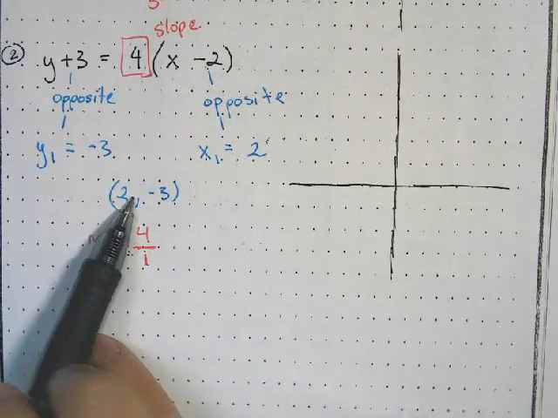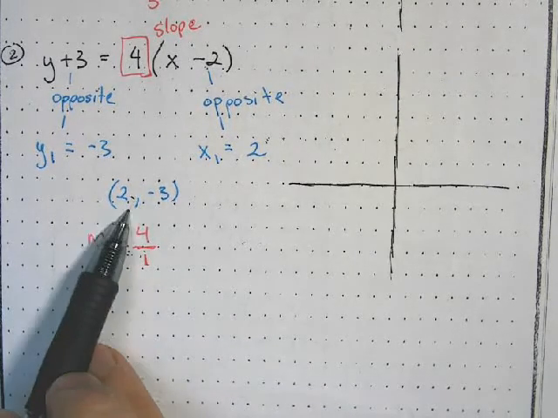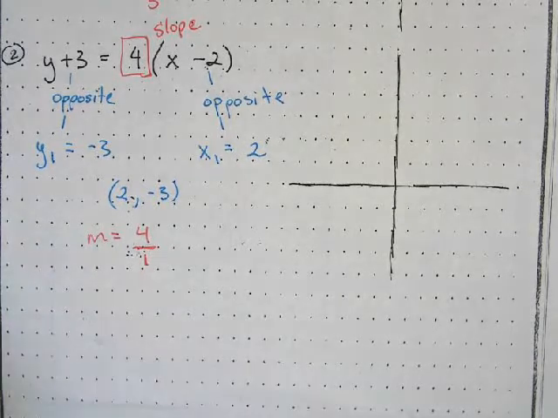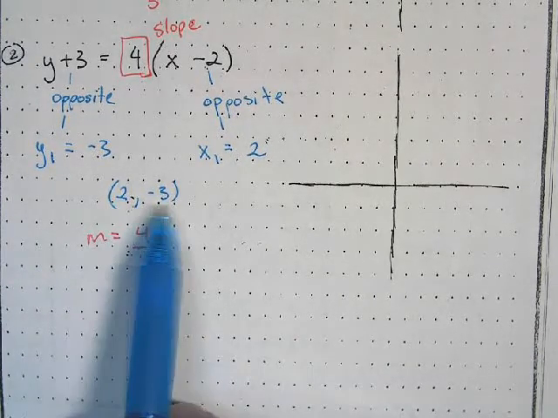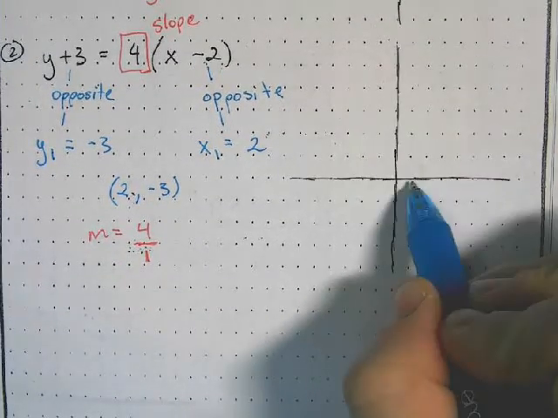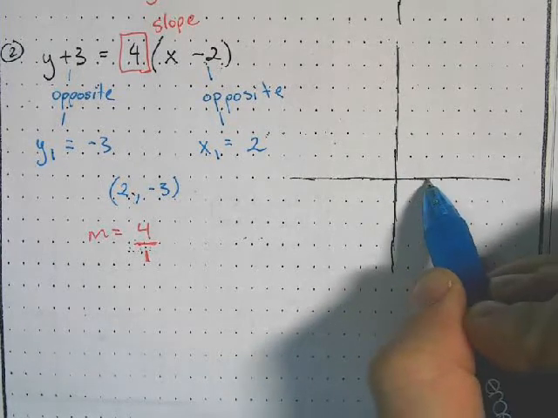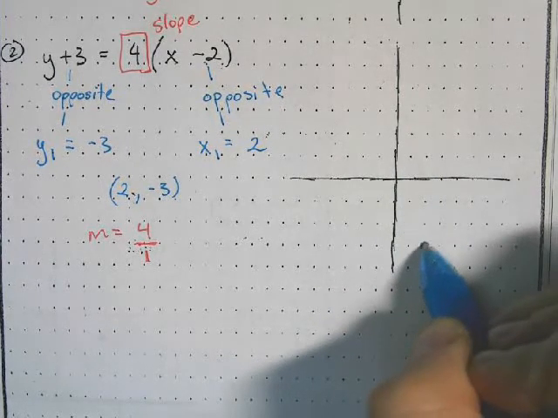We start with a point, then we apply the slope. Start at a point, apply a slope. We'll start at the point 2, negative 3. So I go over 2, 1, 2, down 3, 1, 2, 3. There's my first point.